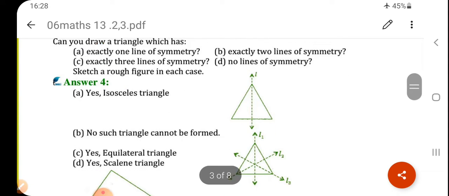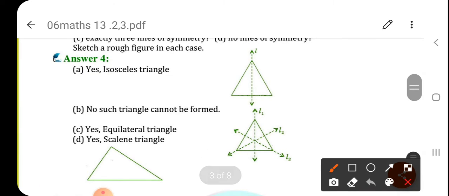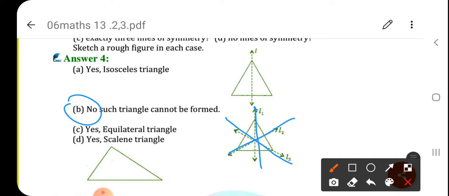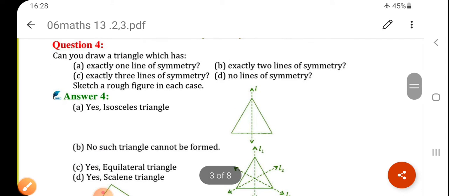Third one, exactly three lines of symmetry. Yes, this is an equilateral triangle. So now you'll think that in the second one, exactly two lines of symmetry, here it's possible to have three lines of symmetry. That's why you can't draw only two lines of symmetry. If it is possible, then you must draw three lines of symmetry. That's why the second answer is no, and the third one is the equilateral triangle.